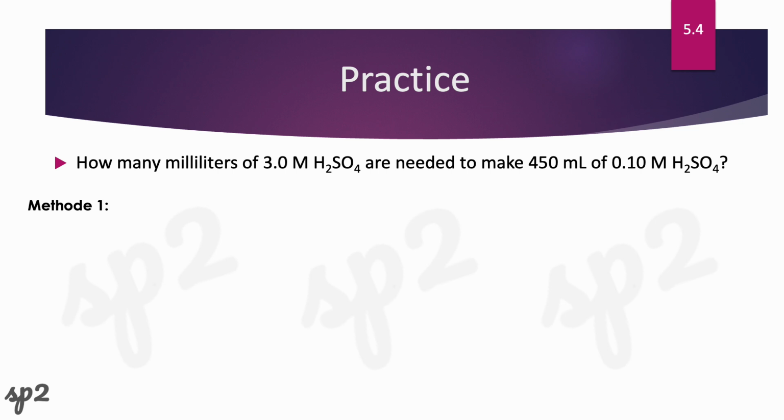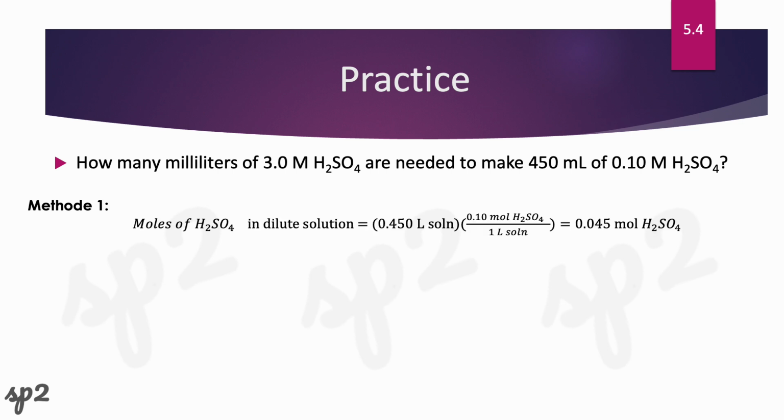Okay, so looking at the second practice, the question here is how many milliliters of 3 mole per liter sulfuric acid are needed to make 450 milliliter of 0.1 mole per liter of sulfuric acid. There are going to be two different ways that I can solve this problem. Let's say method one. I'm going to start by calculating the moles of sulfuric acid in my dilute solution, using the volume that is given by the question stem. And I also have the concentration, which is 0.1 mole per liter.